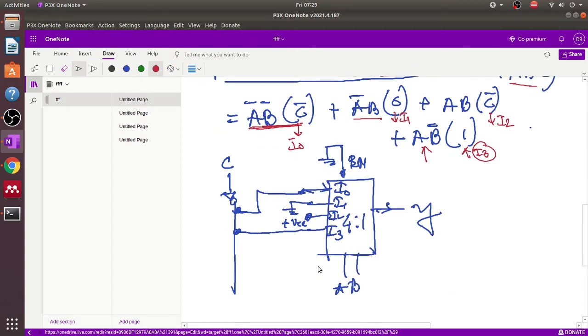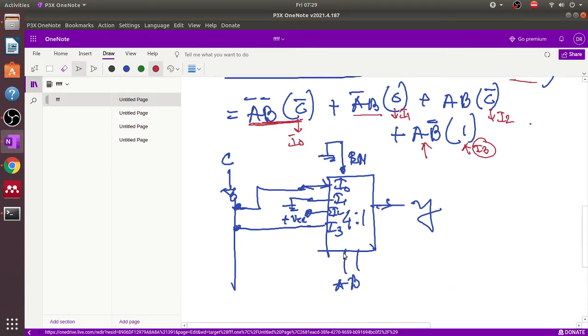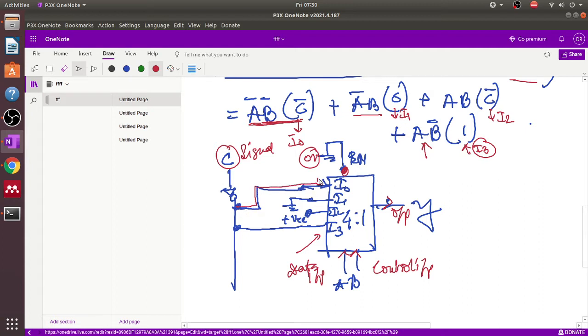This is a 4:1 multiplexer where A and B are the two control inputs, this is the output, and these are the 4 data inputs, and this is the enable line which is grounded. This is an active low enable, that's why it is grounded, that is 0 volt. And what is the status of I0? I0 means C bar. That means here we connect one signal and complement it, and from this line it is connected to I0, that is C bar. Next I1 equal to 0, that is grounded.